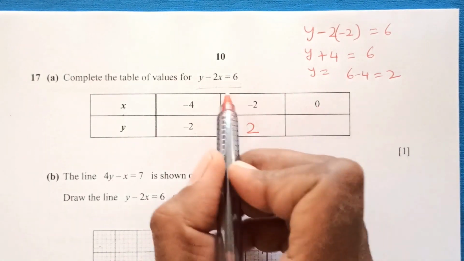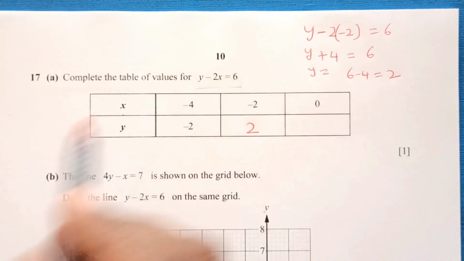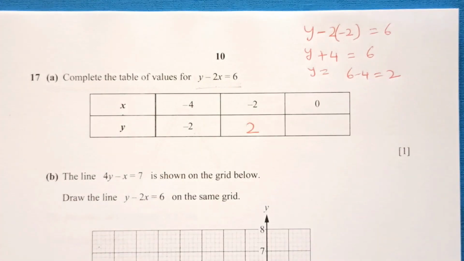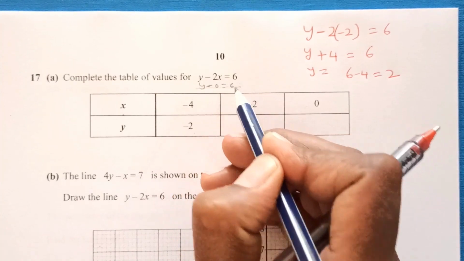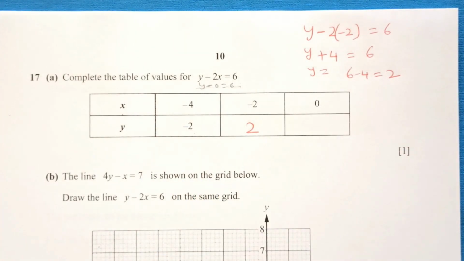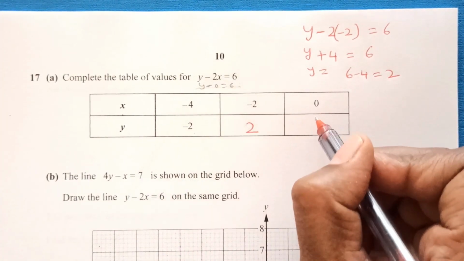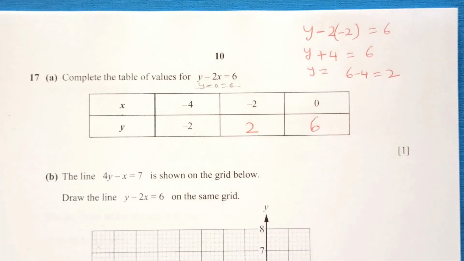Similarly, when x is 0, if you replace x by 0 here, y minus 2 times 0, which is 0, equals 6. So that means y will be 6. When x is 0, y is 6. So we are done for the first part.